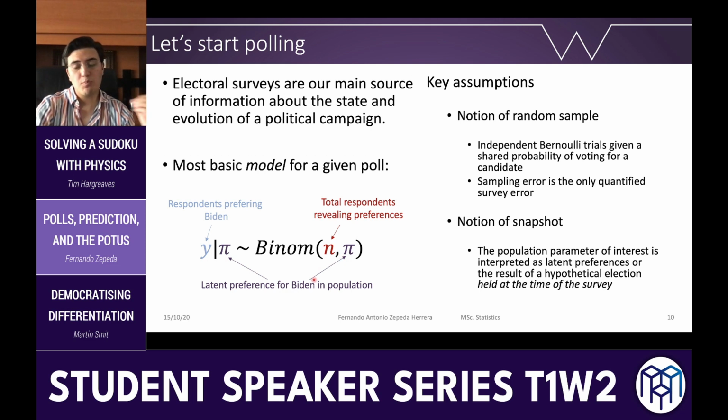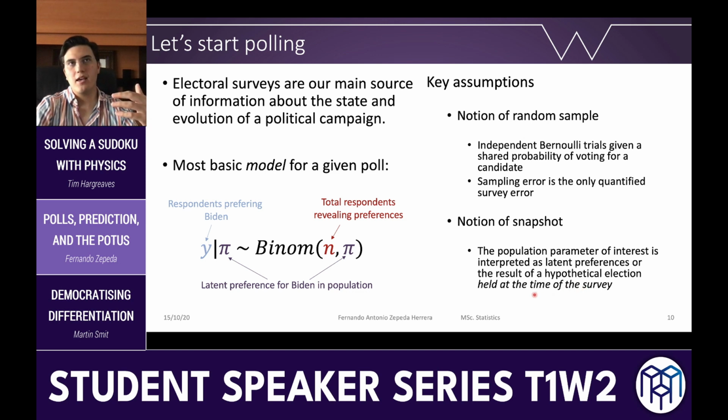And this also points to another fact, and that's the notion of snapshots. Polling indirectly is based on the idea that the population parameter of interest is the result of a hypothetical election held at the time of the survey.